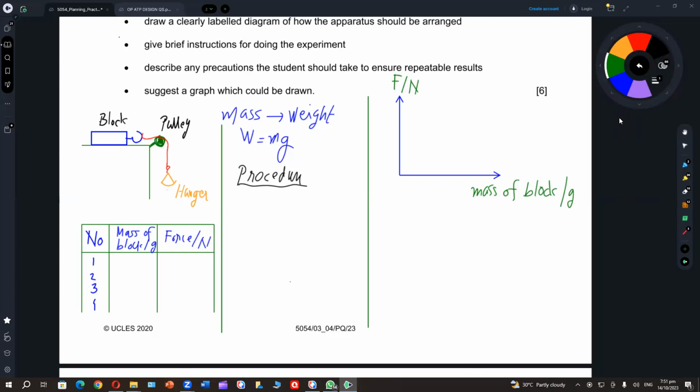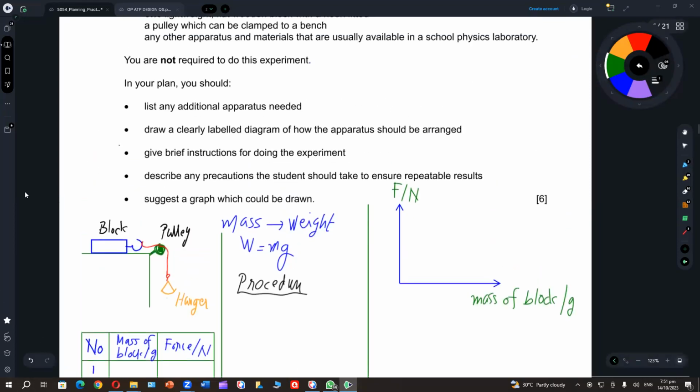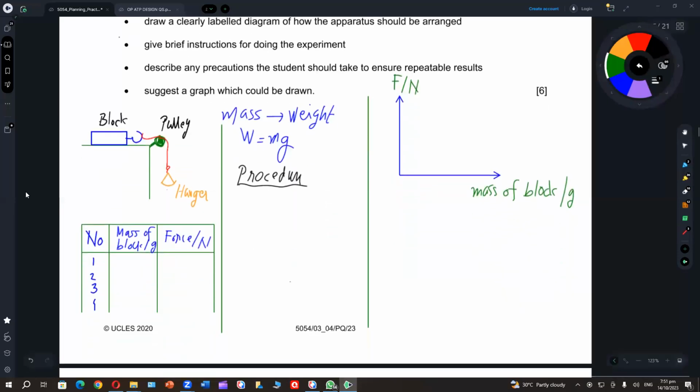The question says, describe any precautions the student should take to ensure repeatable results. So what precaution do you think the student should take? We have done other parts of the question, we have done the list of apparatus, anything we have mentioned. Now, what are the possible precautions the student should take to ensure repeatable results?